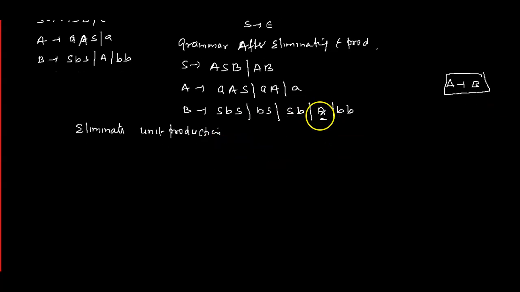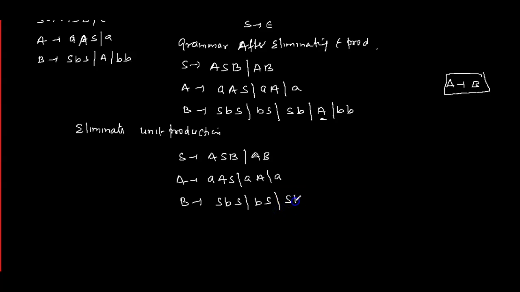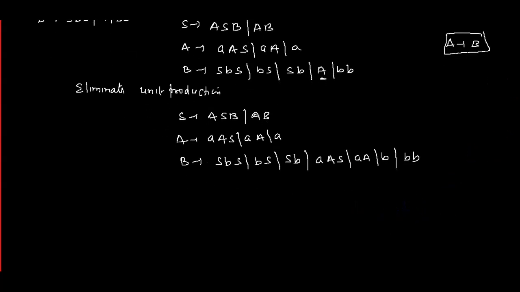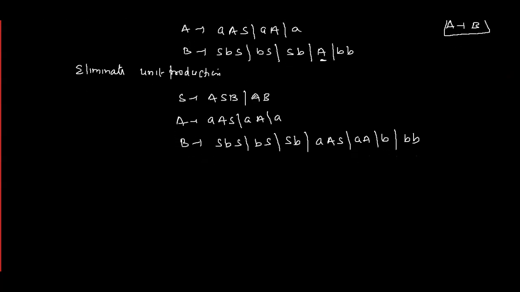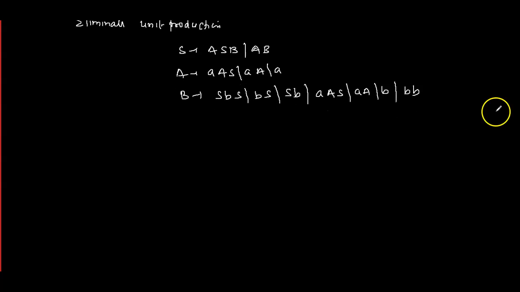So here in the place of this one I will put the value of A. S derives ASB as it is, AB as it is. A derives AS, AA, and this one is no unit production, so no need to worry here. B derives SBS, BS, SB, and in the place of this A I can put the value of A: AAS, AA, and B. So this is the grammar after eliminating all unit productions and epsilon productions. Now we need to convert into the form of CNF.